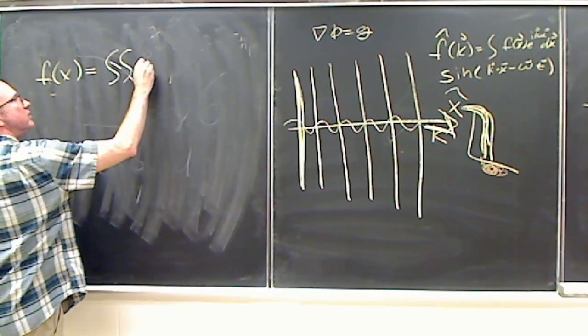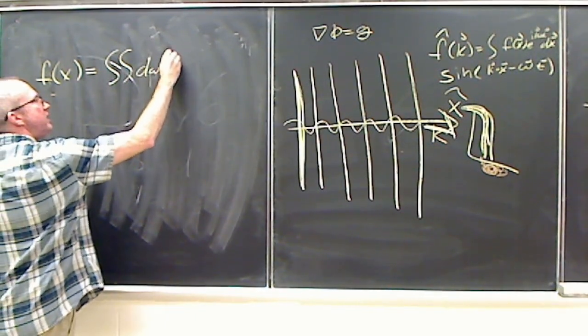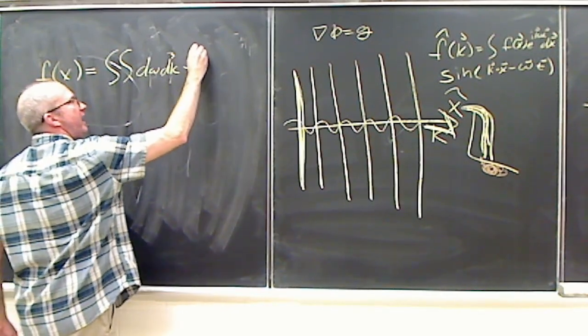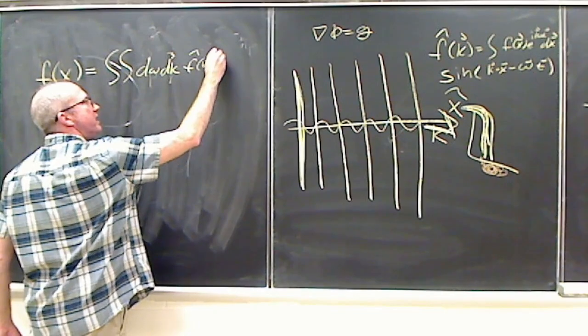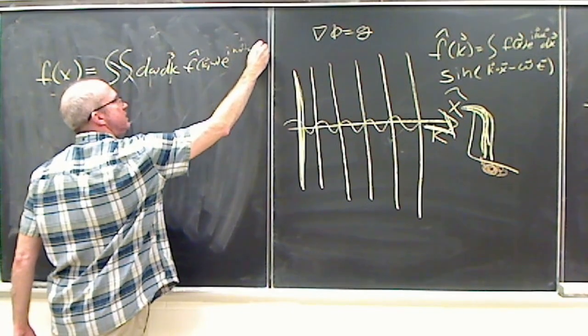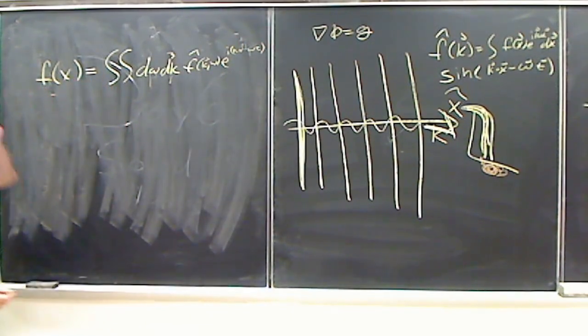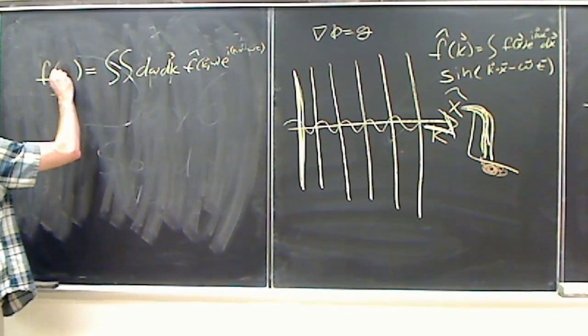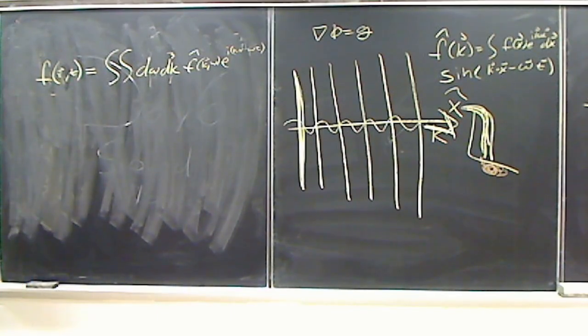We've got several integrals: dω, d³k, f hat of k vector and ω, e to the i(k·x − ωt). So this is the form, oh, this is f of x and t. This is the actual Fourier transform that we're going to be dealing with. So nothing changes from what I said the other day. It's just an integral. But now we have more integrals.